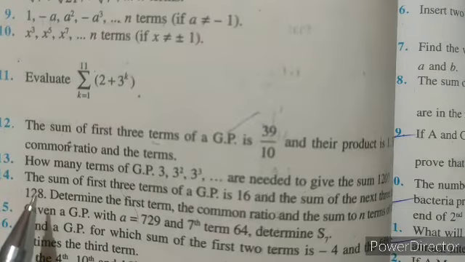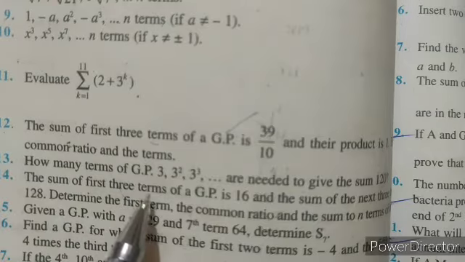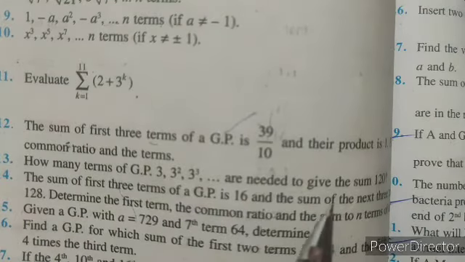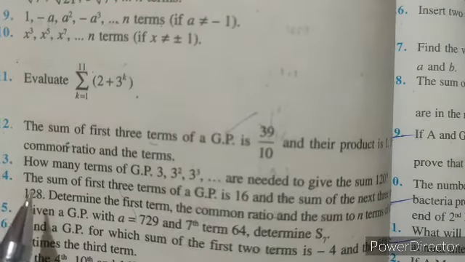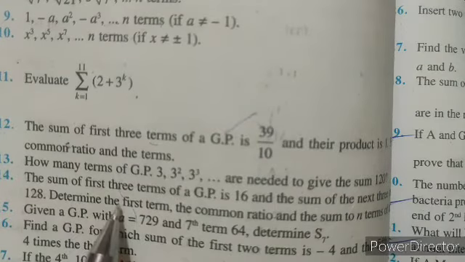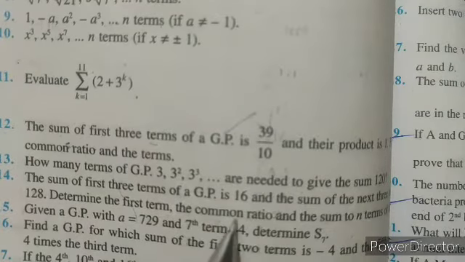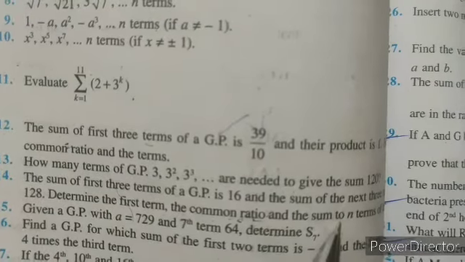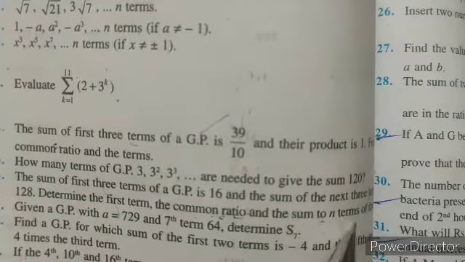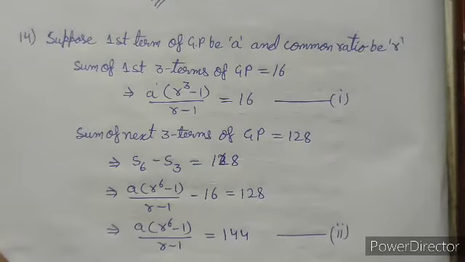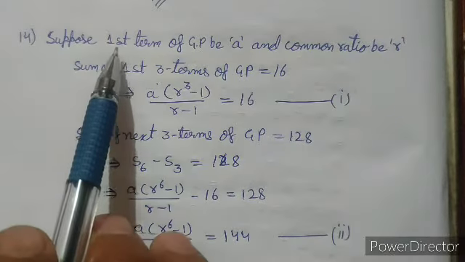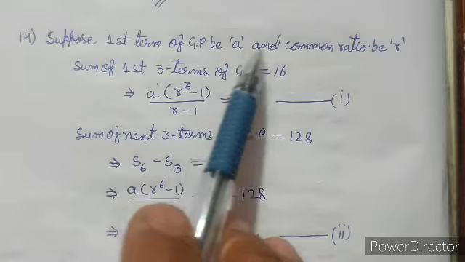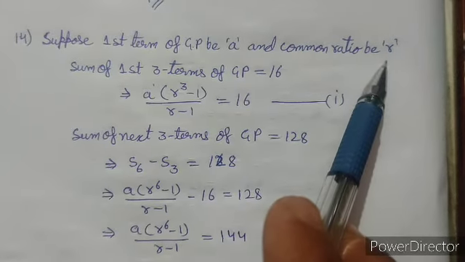Now in question number 14, the sum of the first three terms of GP is 16 and sum of the next three terms is 128. We have to determine the first term and the common ratio of the GP and the sum of its first n terms. Now let us suppose that the first term of GP is a and common ratio be r.